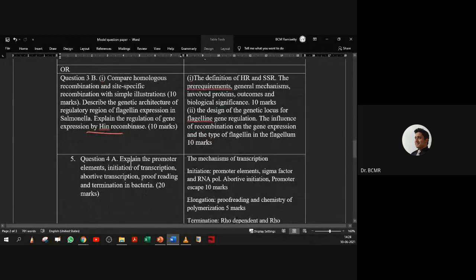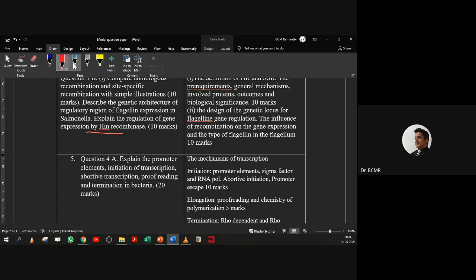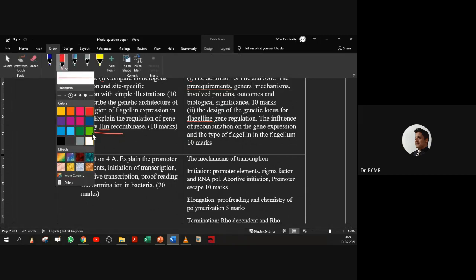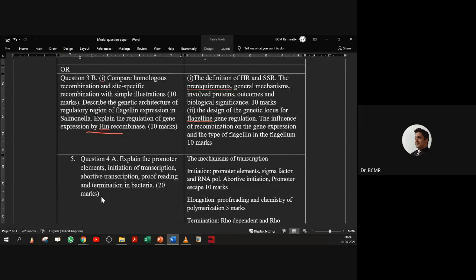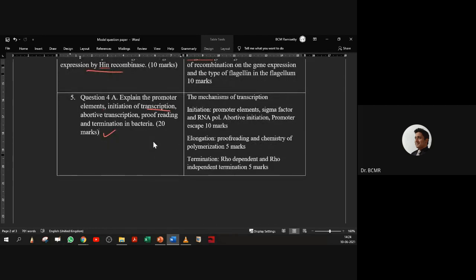Question 4a, explain the promoter initiation. And this is purely asking you to just write about transcription, from initiation to elongation and also to termination. That's a whole thing to write. If you have to write it, it will take a very long time.